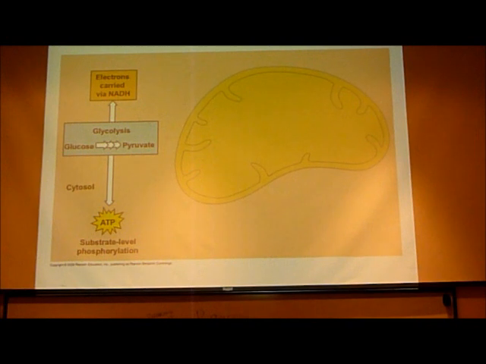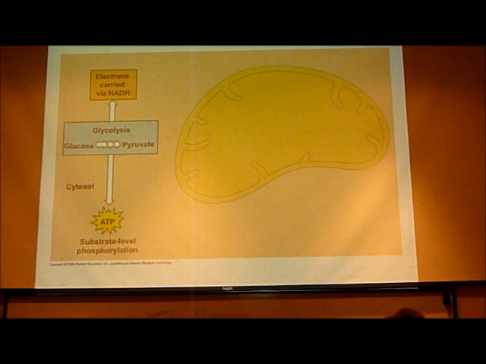So, first thing you need to know. Glycolysis takes place in the cytoplasm. It is the only stage of cellular respiration that takes place in the cytoplasm, or the cytosol. The citric acid cycle and oxidative phosphorylation both take place in the mitochondria.